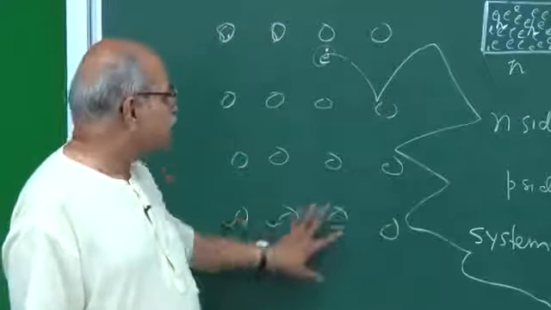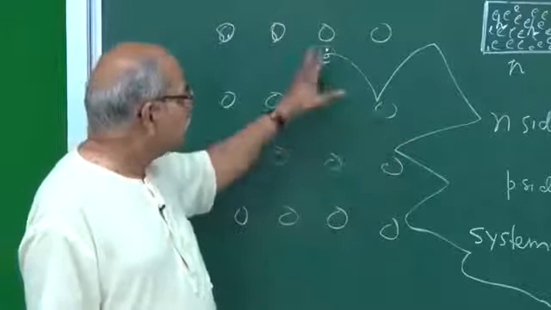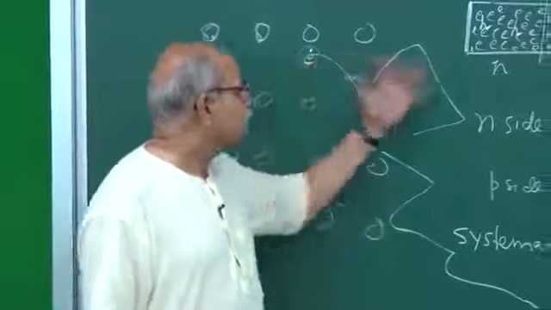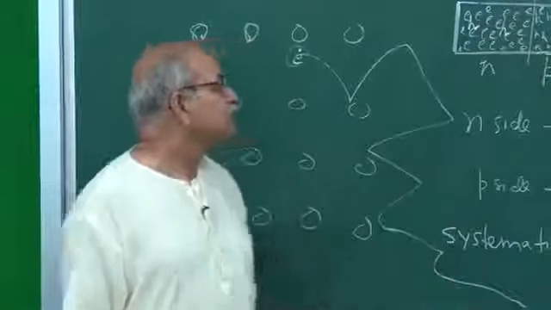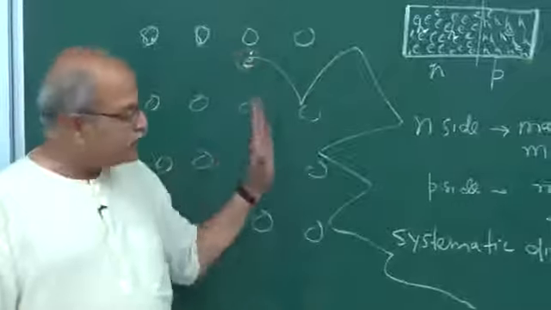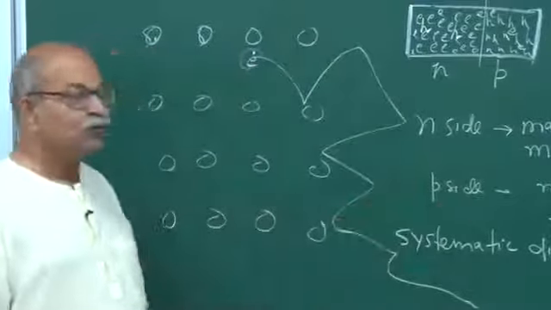But since the concentration of electrons is large here, the number of electrons which are going in a given time from this side to that side will be much larger than what can come from the other side, and hence there is a net flow.